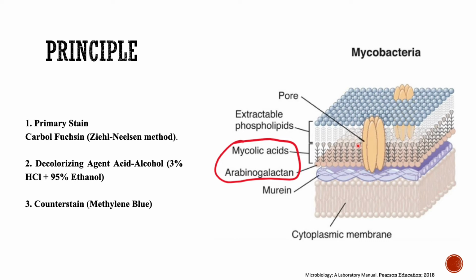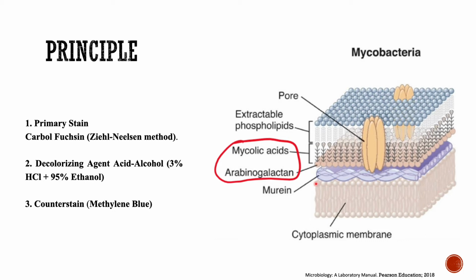In the next step, acid alcohol is poured over the smear, and then the counterstain, methylene blue, is applied. So what will happen here actually? The cell wall lipids of Mycobacterium do not dissolve when the acid alcohol is applied, and thus the red stain does not wash off.